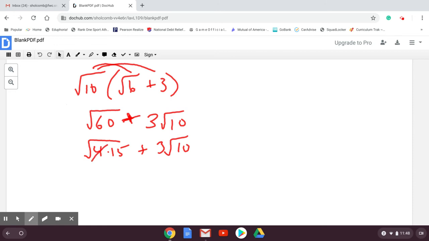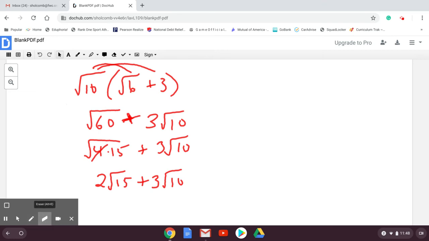Remember to cross out the 4. The square root of 4 is 2, so this is 2 radical 15 plus 3 radical 10. You will have to get pretty good at simplifying these things so that you can do all these other operations, but practice will make perfect. You'll figure it out the more and more you do it.